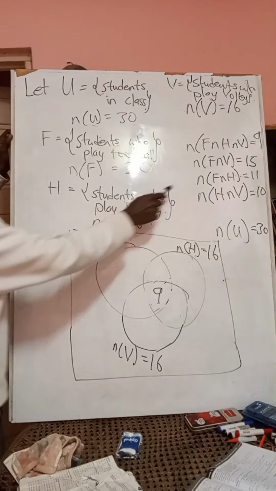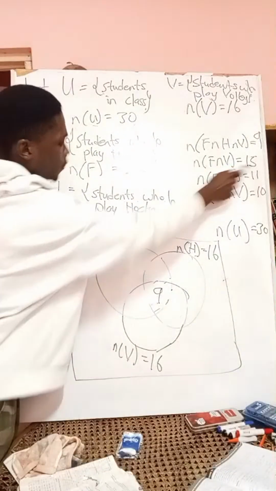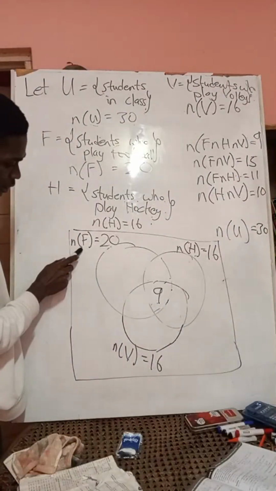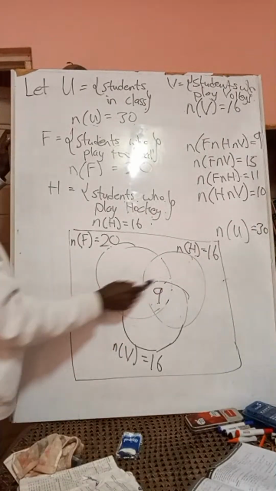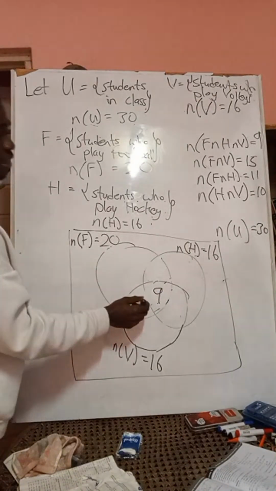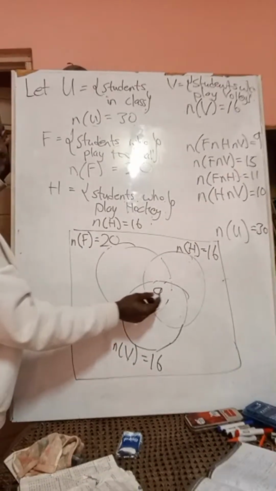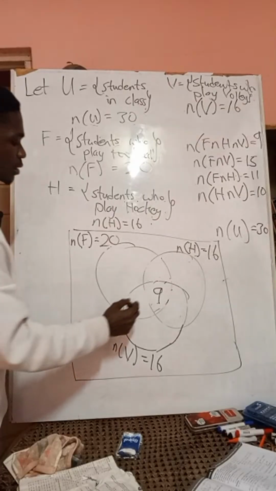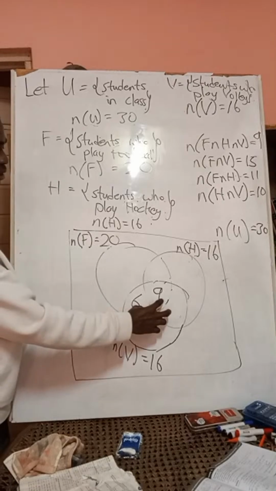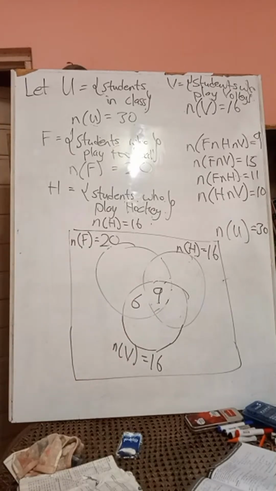They said F intersection V equals 15, which is this side, this region. That's why I intentionally asked. I thought you would say that here it will be 15. So you will deduct 9 from it. When you deduct 9 from 15, what will be the answer? 6. Fantastic. So here will be 6. It's not 15. The 15 is the sum of this one.